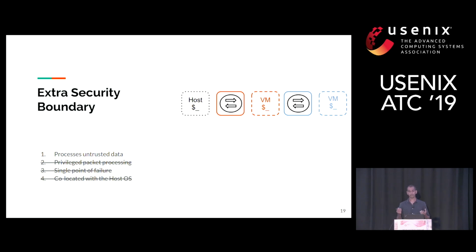Next, to add an extra security boundary, we run the vSwitch in user space. For example, running OVS with DPDK.